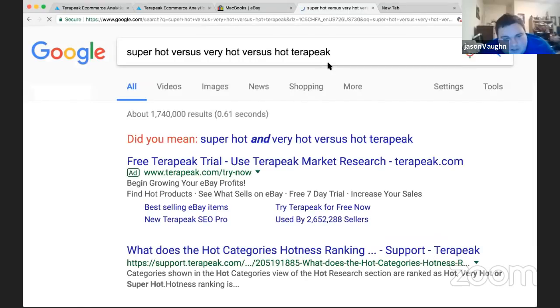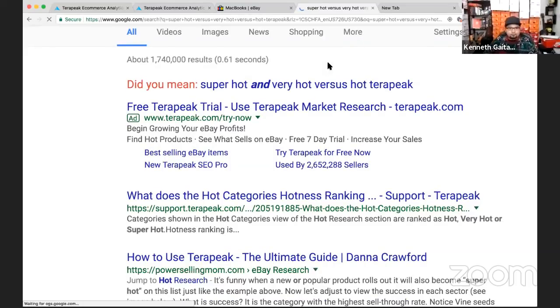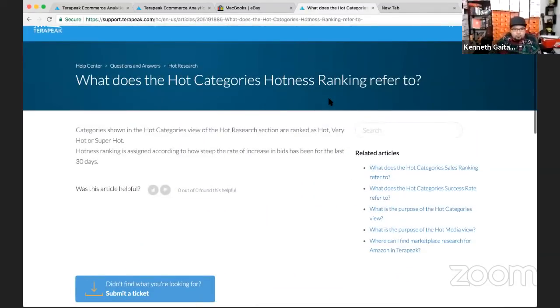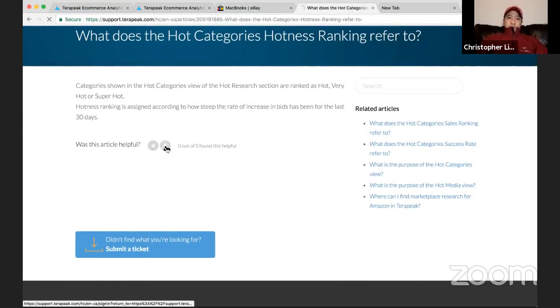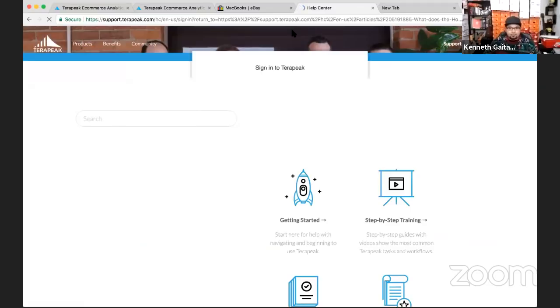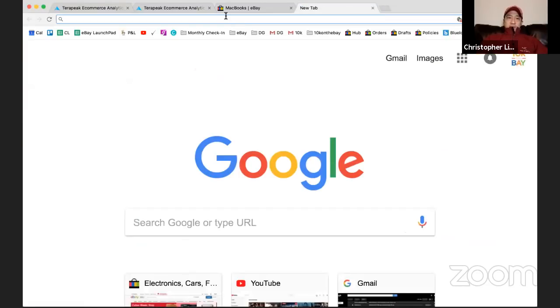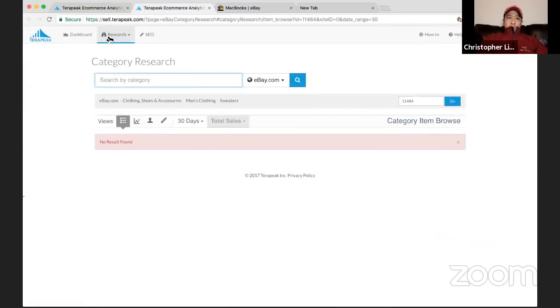I'd just be interested to see what comes up without the Terapeak on there. Right there, support. What does hot categories hotness ranking do? Okay, that's not that useful. There's category research too. Do you guys want to try that? Do it. Okay, category research.